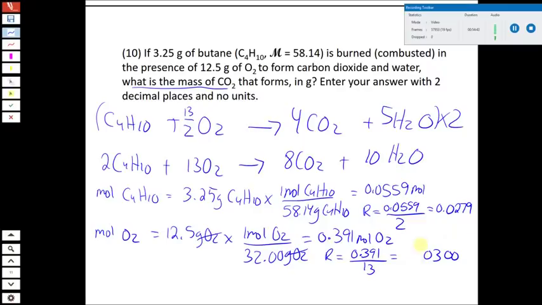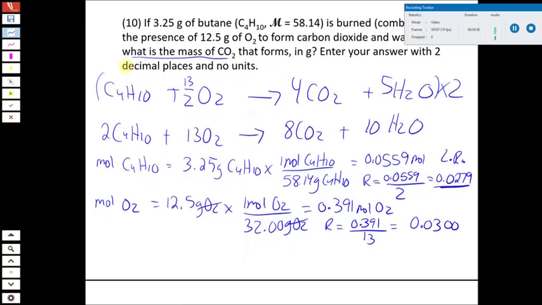So remember, the one that has the smallest R, the smallest stoichiometric ratio, is going to be the limiting reactant. So that's going to be butane, C4H10. Okay, so the numbers aren't that much different, but this one's a little bit smaller, so that makes that the limiting reactant. So now that we know what the limiting reactant is, we can use that amount, the molar amount, to figure out how much product forms.